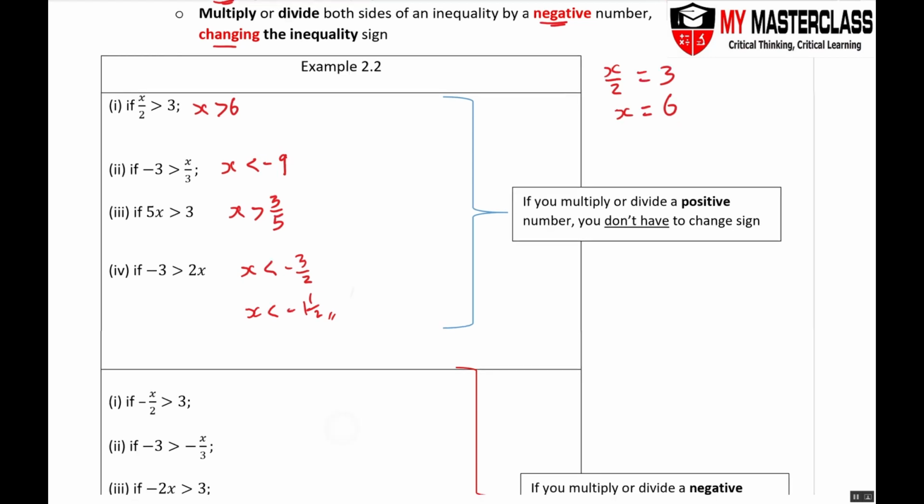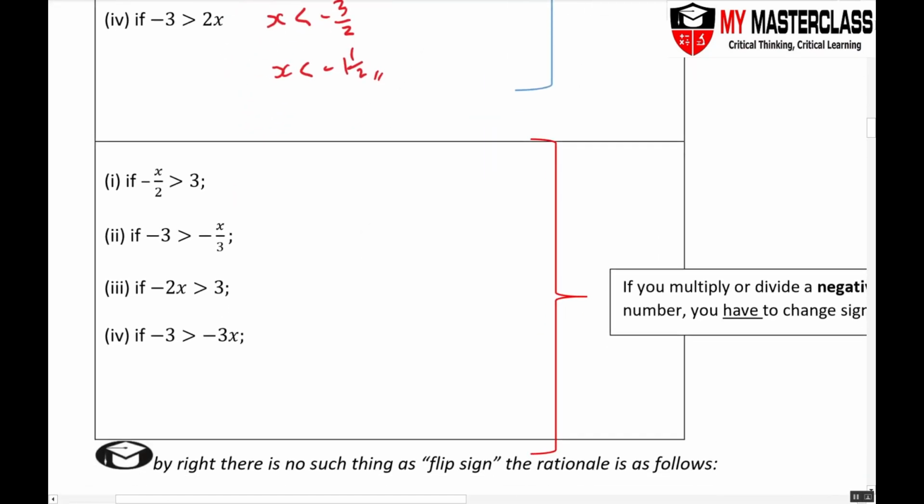Now if we look at what you have below, if negative x over 2 is more than 3, I have to multiply by minus 2 on both sides. This is the scenario where I flip the sign. So originally it was more than, now it becomes less than. Minus 3 over 2, and in proper fractions you get minus 1.5.